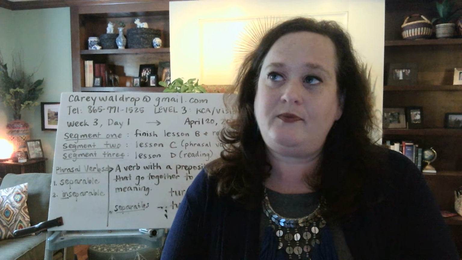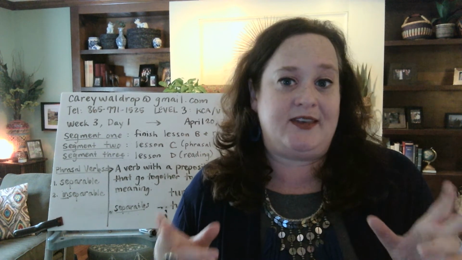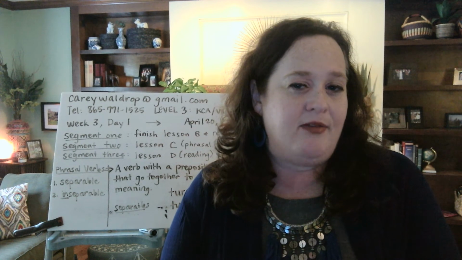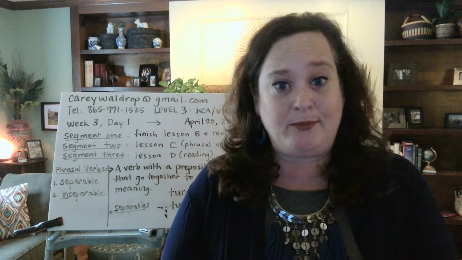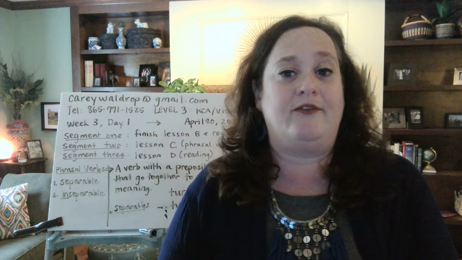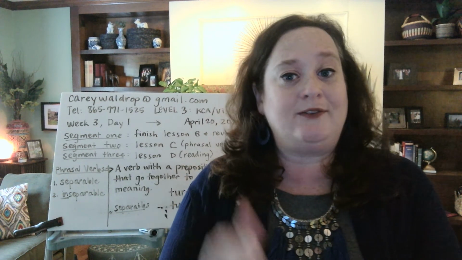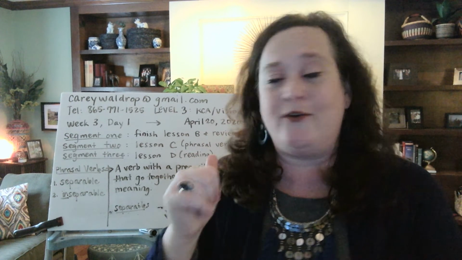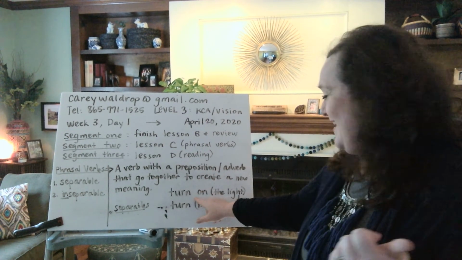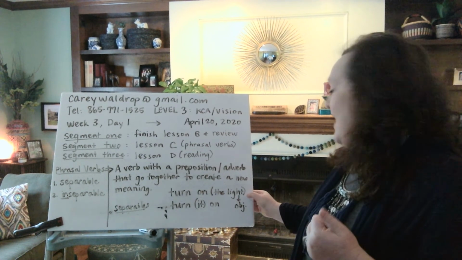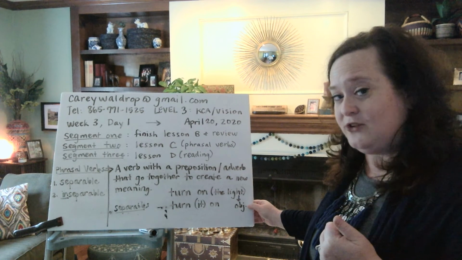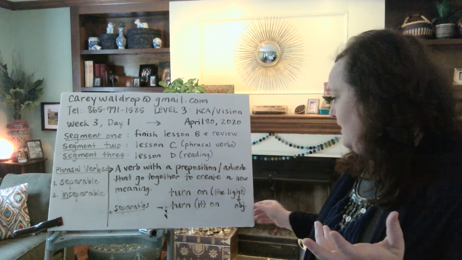So if this is a separable phrasal verb, then I could take the object and put it in the middle of the phrasal verb. Let's look at another example. How about turn on? We mentioned that the light is the object in this example.